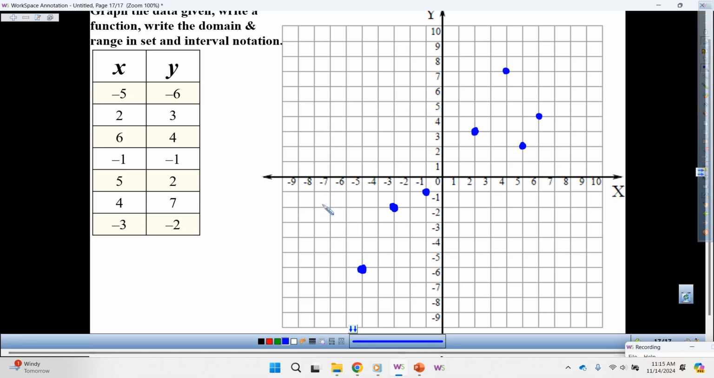Okay, so first things first. They asked us to graph the data. We just did. But they want us to write a function for that data. So do me a favor. Put your utensils down. Look up to the screen. This is going to be your home plate. You're like, Mr. Q, how can I write a function out of just points? Well, we need an equation, which means we need a line. Now, how can I predict the line, Mr. Q? Well, look up, please.